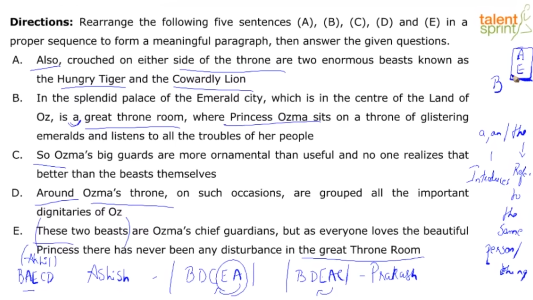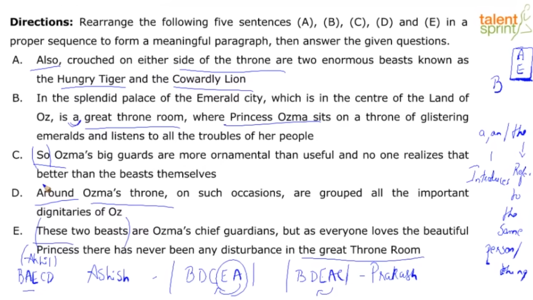What is left? Left is D and then C, right? So let's look at C. So Ozma's big guards are more ornamental. I want you to pay attention to this, another descriptive clue word, so. Usually in a paragraph, so can mean different meanings, right? But in the context, it's almost giving you a closure, like a conclusion. I'm just asking you to pay attention to that.